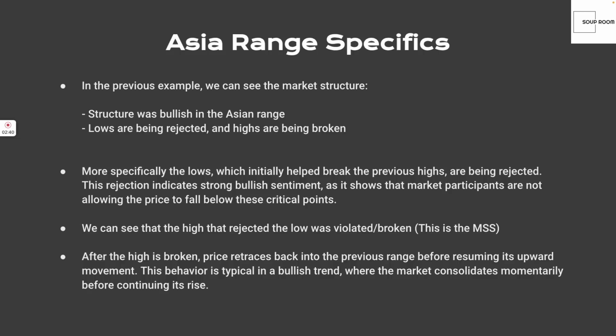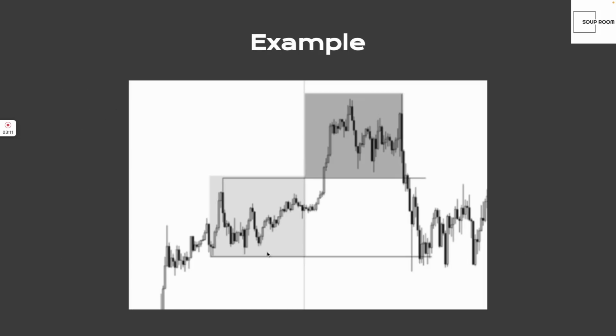In the previous example, we can clearly see the market structure. Structure was bullish during the Asian range. Lows are being rejected and highs are being broken. Explained from the previous lectures, we know that when lows are being rejected and highs are being broken, this is bullish. Whereas when highs are being rejected and lows are being broken, that is bearish. Let's take a look at this example one more time. Rejecting a low, breaking a high. Rejecting a low, breaking through a high. Rejecting a low, breaking through a high. Bullish. This is bullish market structure.